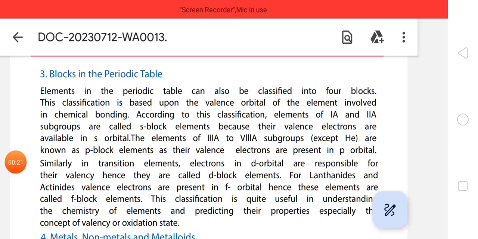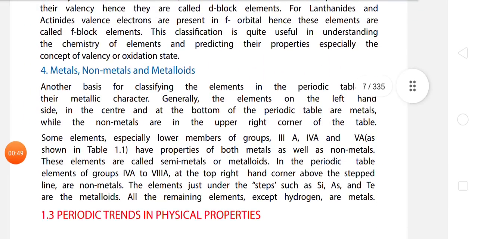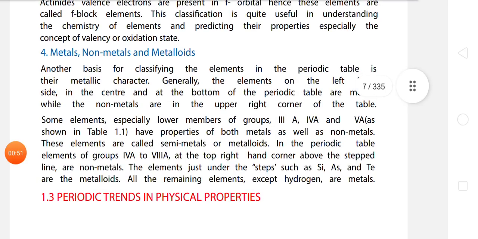The elements of third A and fourth A subgroups are known as P block elements as their valence electrons are present in P orbital. Similarly, in transition elements, electrons in d orbital are responsible for their valency. Hence, they are called d block elements. For lanthanides and actinides, valence electrons are present in f orbital. Hence, these elements are called f block elements. This classification is quite useful in understanding the chemistry of elements and predicting their properties, especially concepts of valency and oxidation state.